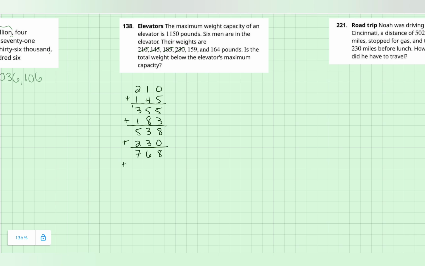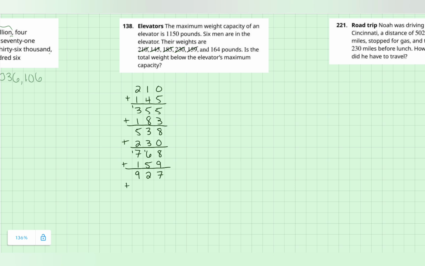Add the next person at 159 pounds. 8 plus 9 gives us 17. We carry the 1. 1 plus 6 plus 5 gives us 12. Carry the 1. 7 plus 1 plus 1 gives us 9.